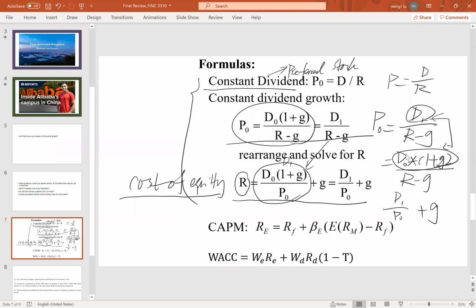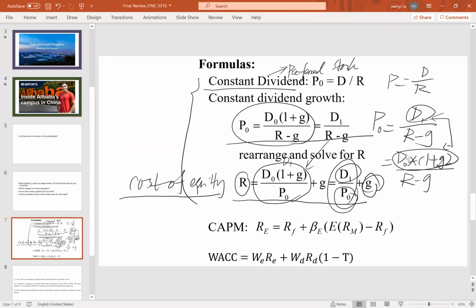When you see the question asks you to solve the cost of equity, and you also see the dividend growth rate and the price in the question, it means you will use this formula to solve the cost of equity. It's D1 over P0, this whole ratio, then plus the growth rate.